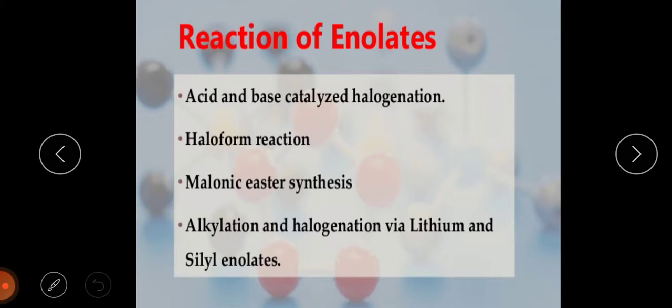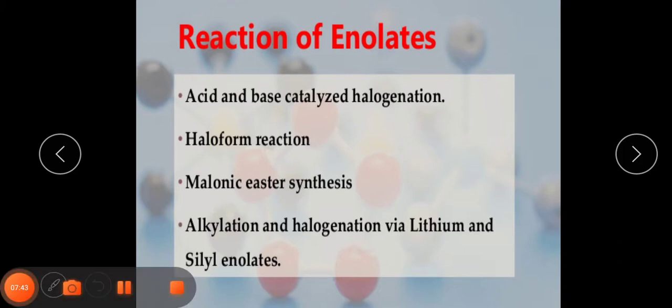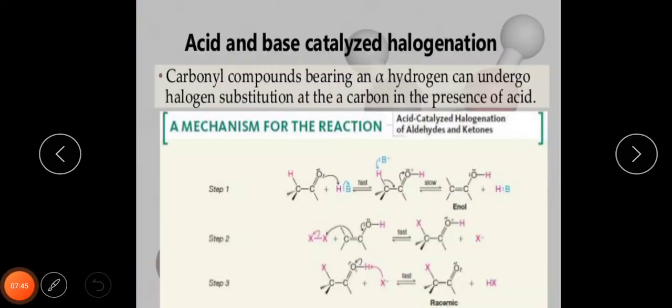Then the reactions of enolates: acid and base catalyzed halogenation, haloform reaction, malonic ester synthesis, alkylation and halogenation, while lithium and silyl enolates are the reactions of enolates. So, firstly we will see acid and base catalyzed halogenation.